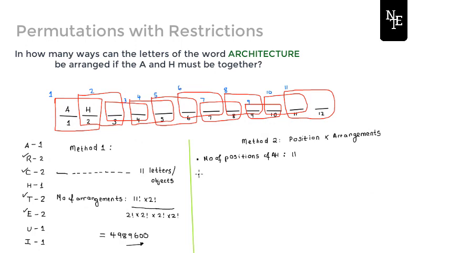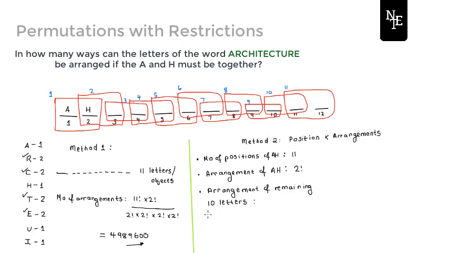But now what about the rearrangement of this group? We've already spoken about this. We saw that this A and H can swap positions, which means that they can rearrange themselves in 2 factorial ways. Now, I then need to consider the arrangements of these remaining letters in these remaining 10 positions.